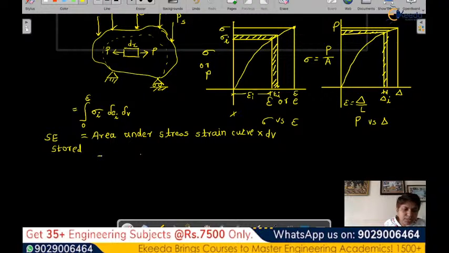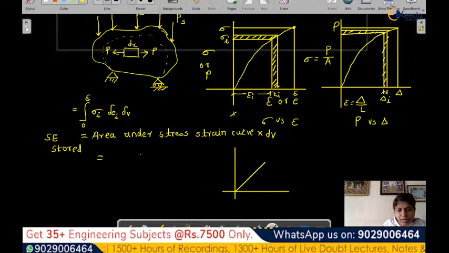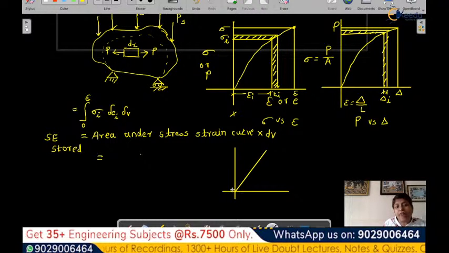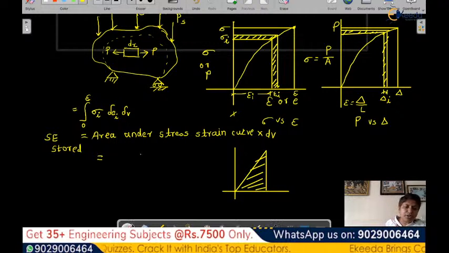So we can show this when you see this particular diagram. Whenever this is a curve, you can see, if it is a straight line, then what is the strain energy in that case? When it is a straight line, meaning it is linear, it shows elastic behavior. In that case, strain energy is nothing but the area of this particular triangle.